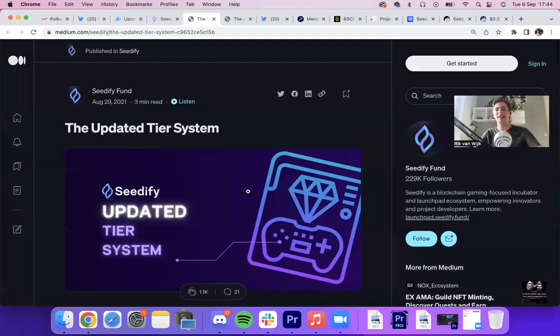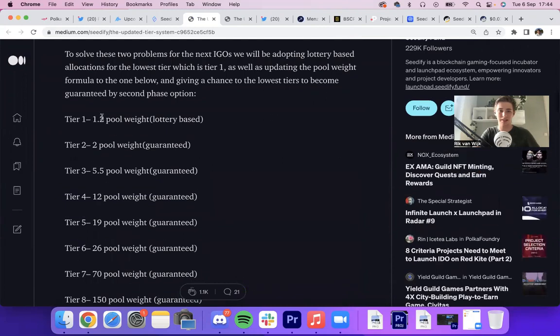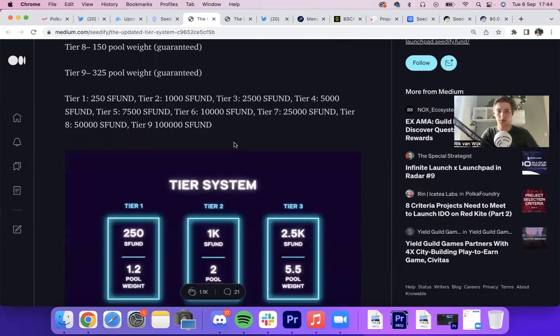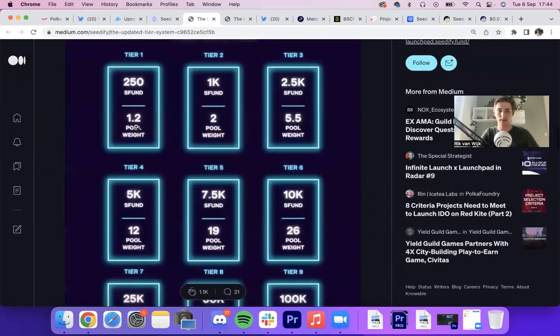How did that saying go again? Better the king of a small country than, no, it wasn't like that. But you'd rather want a high allocation in a smaller Launchpad than a small allocation in a bigger Launchpad, because you're just not going to get anything out of this. I mean, look at this, lottery based 1.2 pool. Yeah, no, thank you. That's just almost irrelevant, I would say, right?